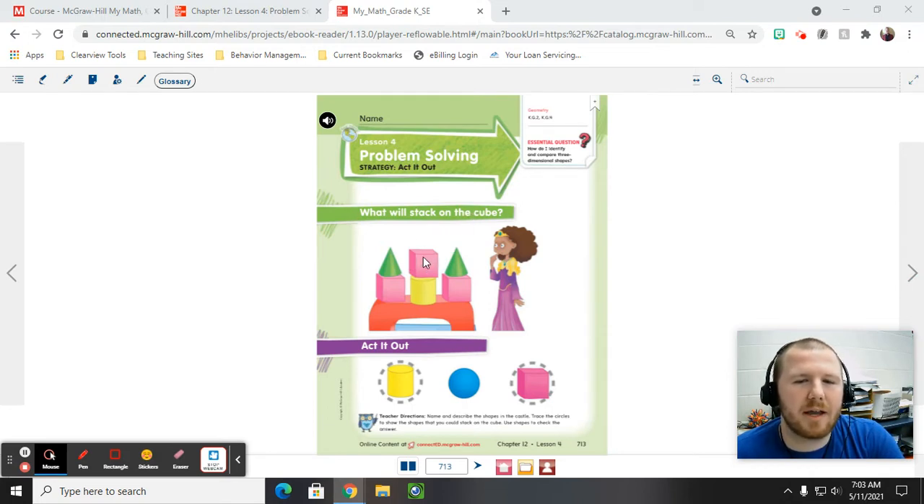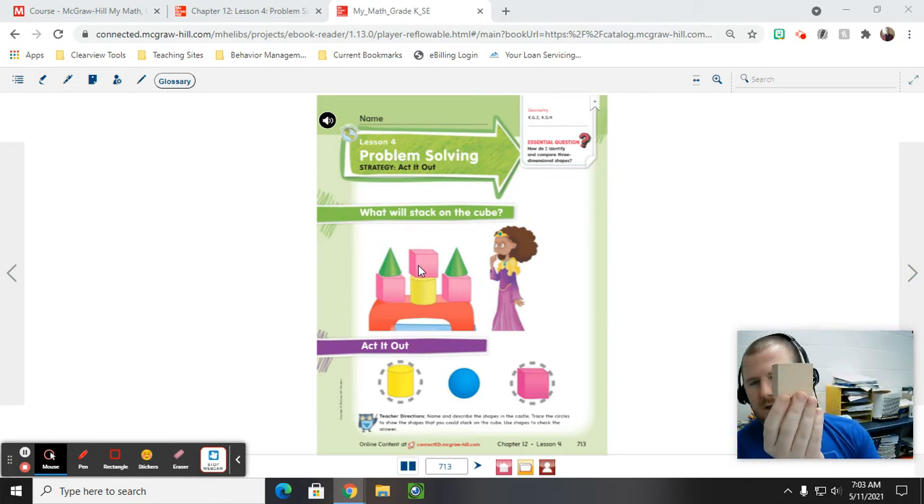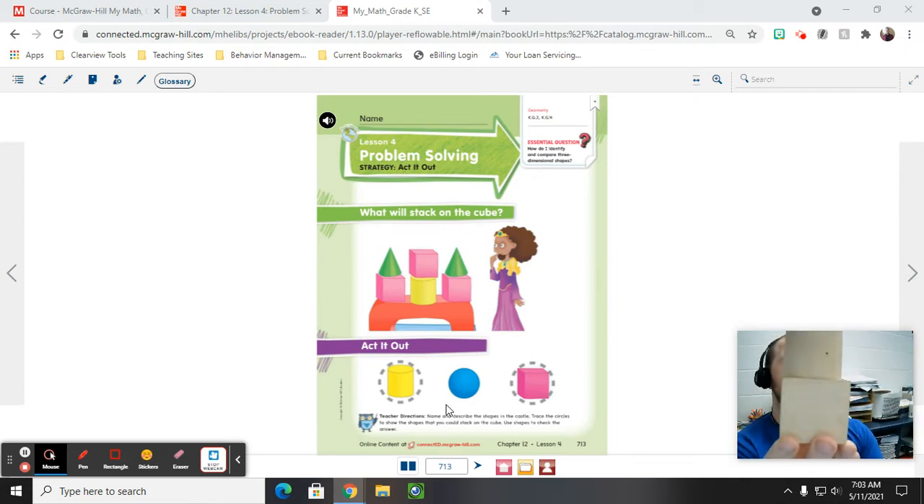So this cube right here, because obviously we can't stack on these, or is it so obvious? These are both cones. This is the cube. So I have my cube. What can stack on the cube? Let's try the cylinder. They have the cylinder, they have a sphere, that's the other hard one, and they have a cube. So let's take a look. Will the cylinder stack? Yes, it will. So that's why they have that one circled.